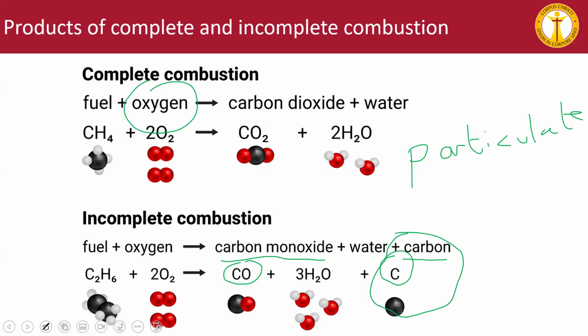If you put an orange flame under a beaker, it goes black. That's because of the carbon particulates. And also, you've got to remember that carbon monoxide was being made as well.